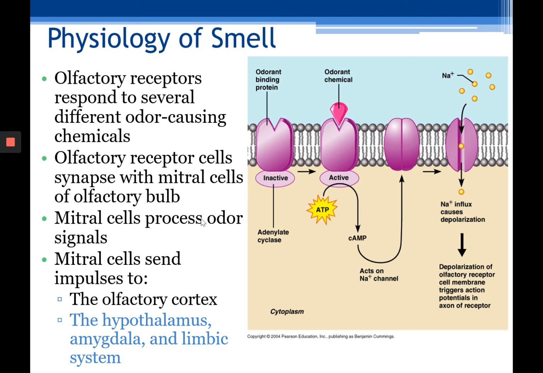to the brain, first to the olfactory cortex, but also to higher levels such as the hypothalamus, amygdala, and limbic system. And that's again why we link emotion and smell and memory together, because of the ability to send this signal to not just the proper somatosensory cortex, but also other areas of the brain.